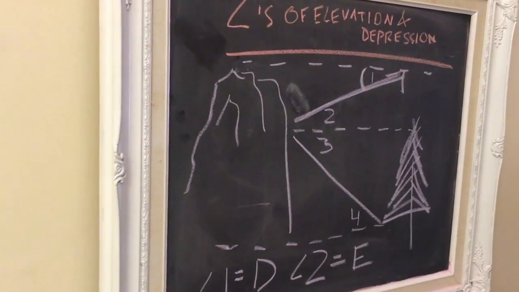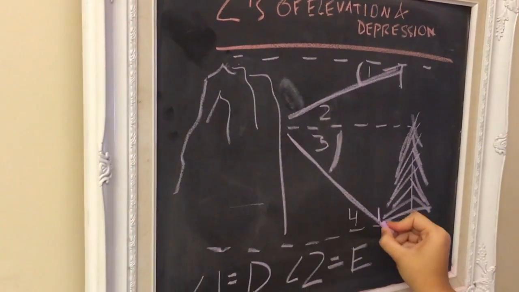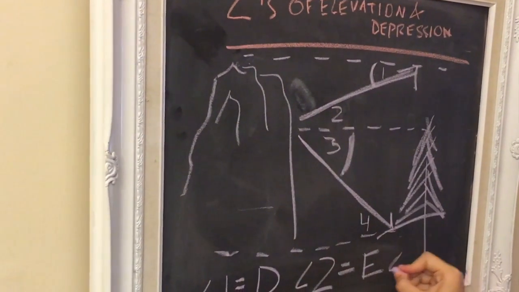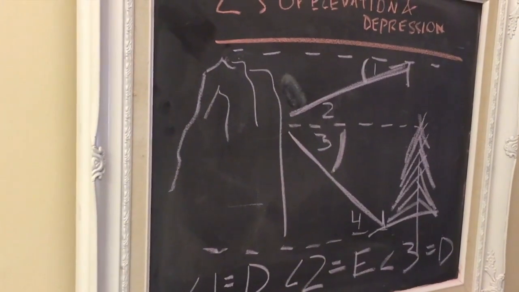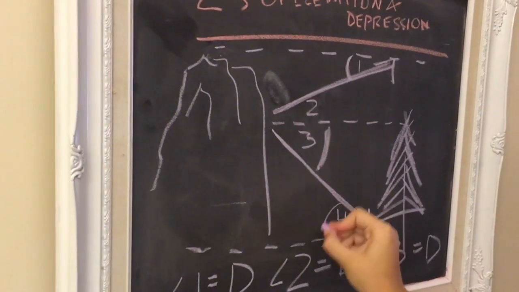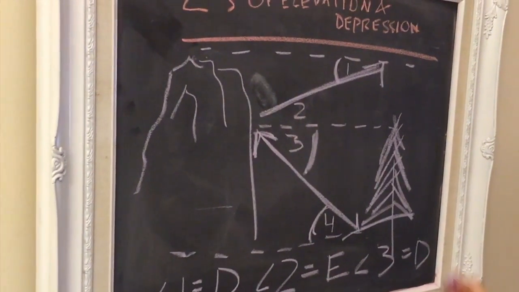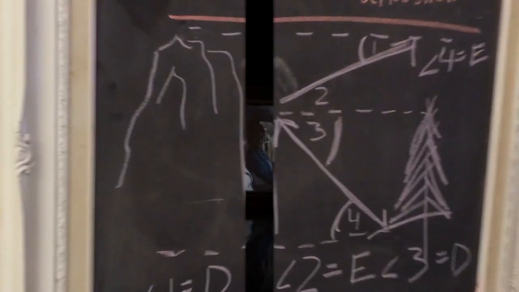Okay, next we have angle 3, which is looking down from the mountain to the base of the tree, therefore making it an angle of depression. So angle 3, depression. And lastly, angle 4, it's looking up from the tree to the mountain. So therefore, angle 4 equals elevation. Correct! Good job!